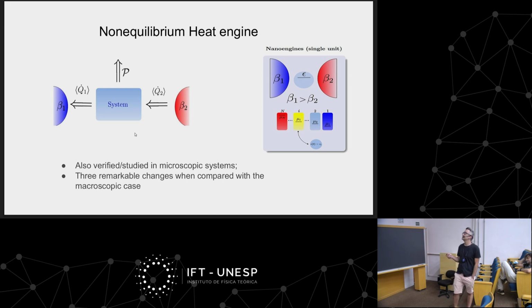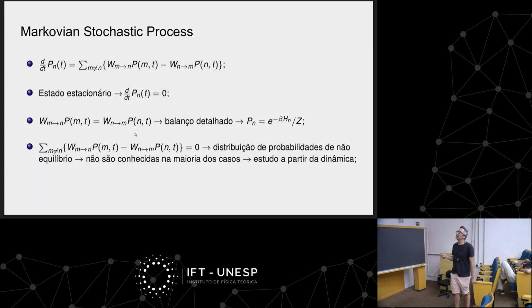Third difference: here, the useful work comes from moving pistons. Here, it comes from probability currents, as I am going to show. In order to show these main features, first I provide a brief overview about stochastic processes. We are dealing typically with Markovian stochastic processes, evolving in continuous time.